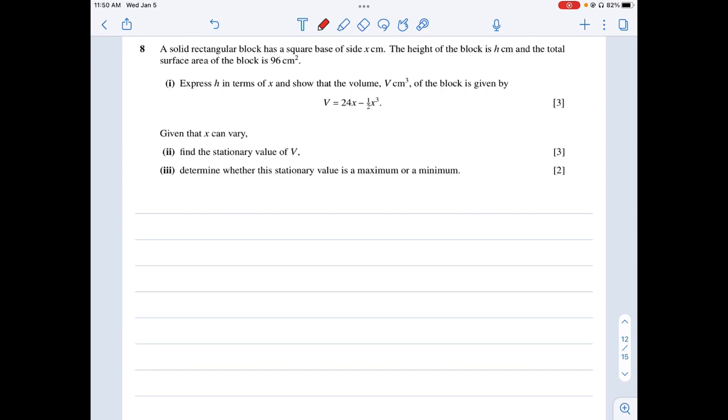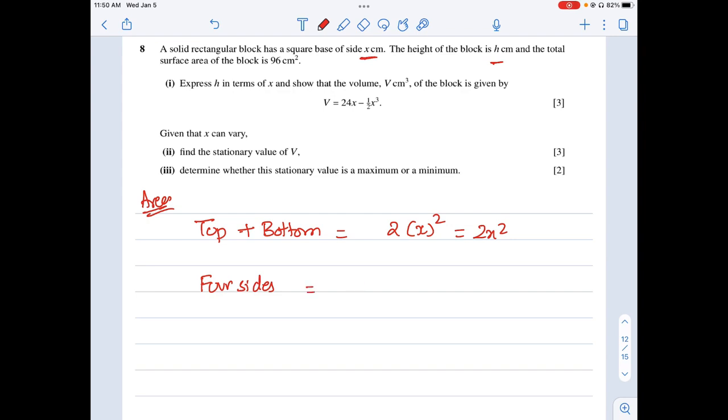A solid rectangular box has a square base. So the base is in the form of a square. The height is h. The total surface area of the box is 96. So how does that look? There is a box with a square base, meaning the top plus bottom will be squares. So it will be 2 times x square, because side times side is x square. Whereas the other four sides will be rectangles.